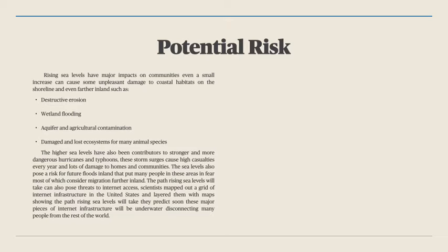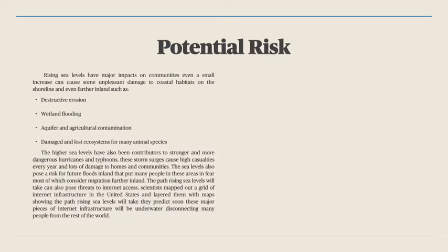Even a small increase can cause some unpleasant damage to coastal habitats on the shoreline, and even farther inland, such as destructive erosion, wetland flooding, aquifer and agricultural contamination, and damaged and lost ecosystems for many animal species. The higher sea levels have also been contributors to stronger and more dangerous hurricanes and typhoons. These storm surges can cause high casualties every year and lots of damage to homes and communities.